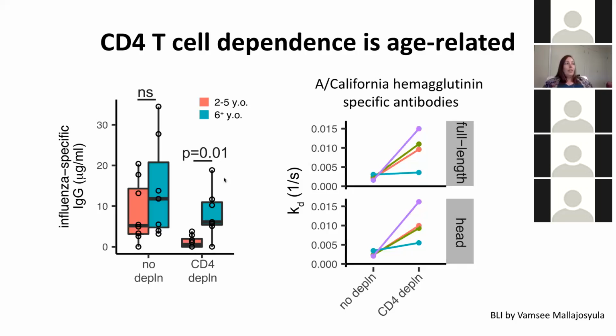We also looked at this subset of donors that still produced flu-specific antibodies, even under CD4 depleted conditions, to understand whether they were equivalent in quality compared to the wild-type control cultures. What we did with bilayer interferometry is look for the dissociation rate, which is roughly a proxy for the affinity of the antibodies. You can see that under CD4 depleted conditions, the dissociation rate is increased, suggesting that those are poorer quality antibodies compared to the wild type cultures. And that was true whether we looked at the full length or the head specific antibodies against A/California in particular.